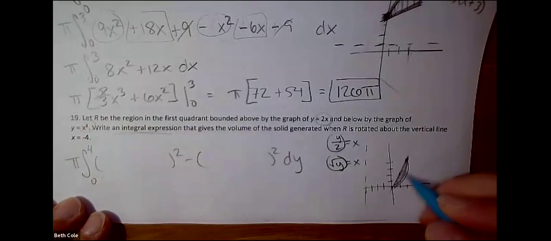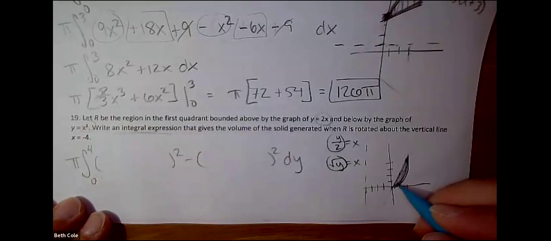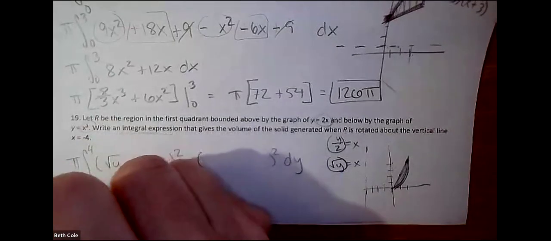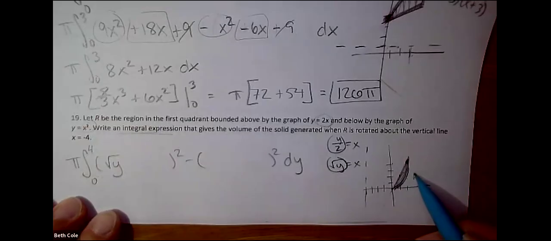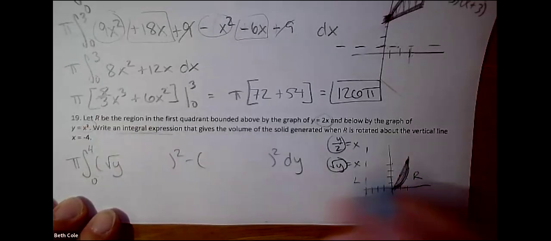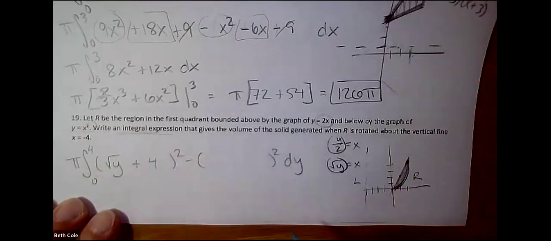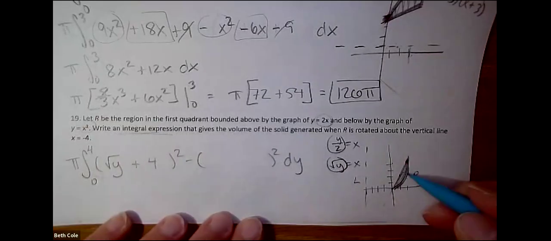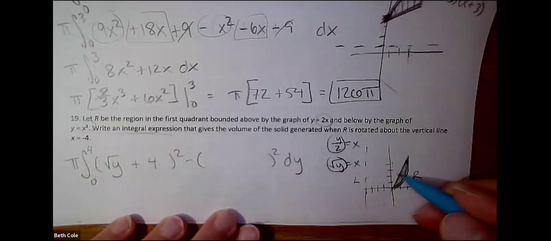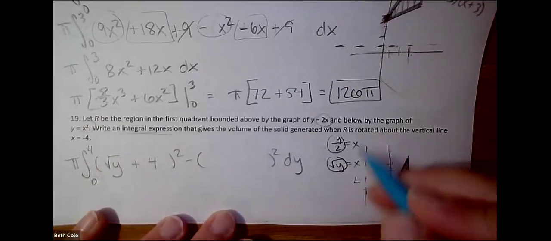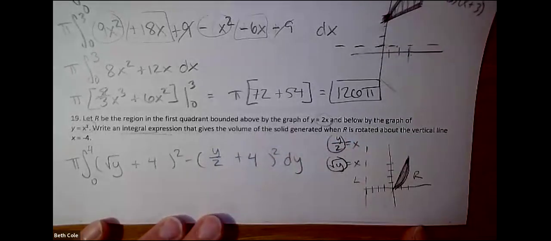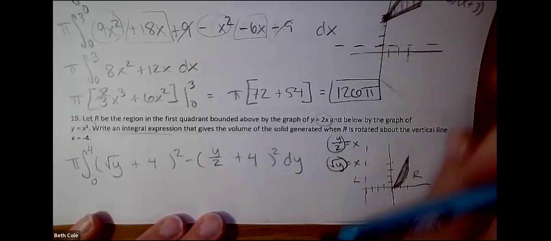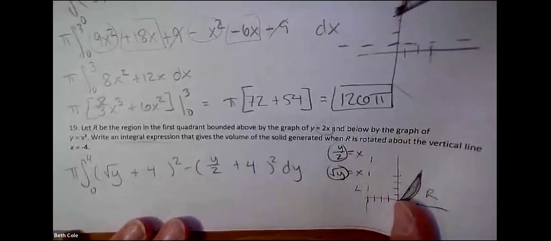Outside radius, the one that's further away is the curved one, so that's going to be the square root. So square root of y, it's the right graph, minus the left graph, which is the -4. So minus -4 is going to be +4. And then same thing with the inside one. We want to do right minus left. So it'll be the y over 2 minus -4, so +4. And again, thankfully, we don't have to work it out because it just said to set it up.